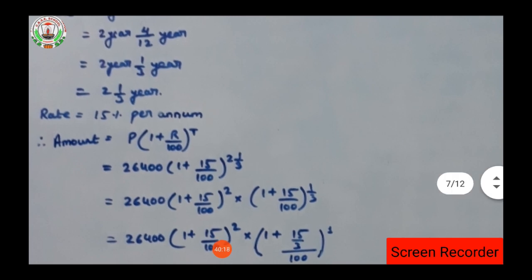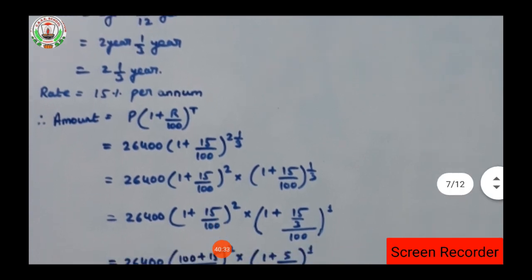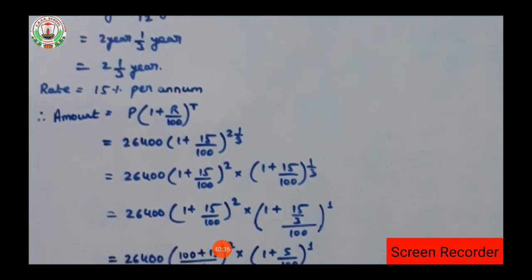Now, what is the rate given? Rate is given as 15% per annum. Per annum means yearly. Here we are talking about annually, isn't it? Now, amount is equal to P into 1 plus R upon 100 whole to the power T. Substituting all the values here.